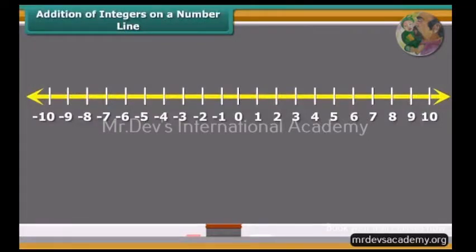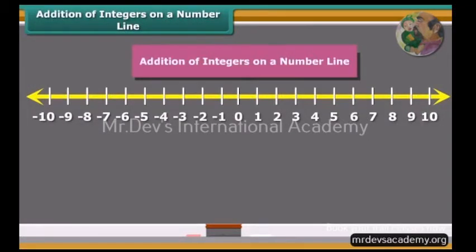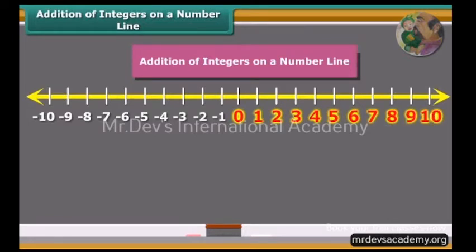Students, now we learn addition of two positive integers on a number line. If we add 6 and 4 on the number line, first we move 6 steps to the right from 0, reaching 6, and then we move 4 more steps to the right of 6 and reach 10. Thus we get 6 plus 4 is equal to 10.